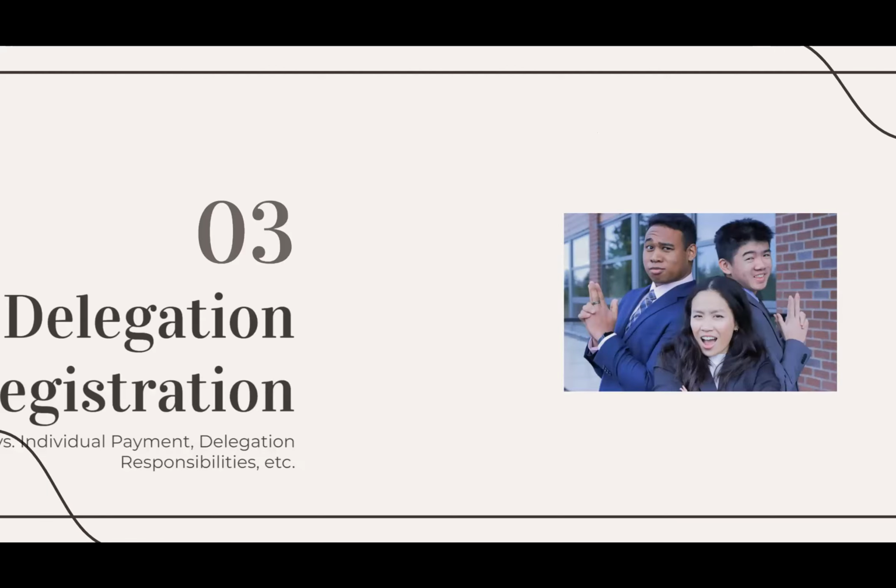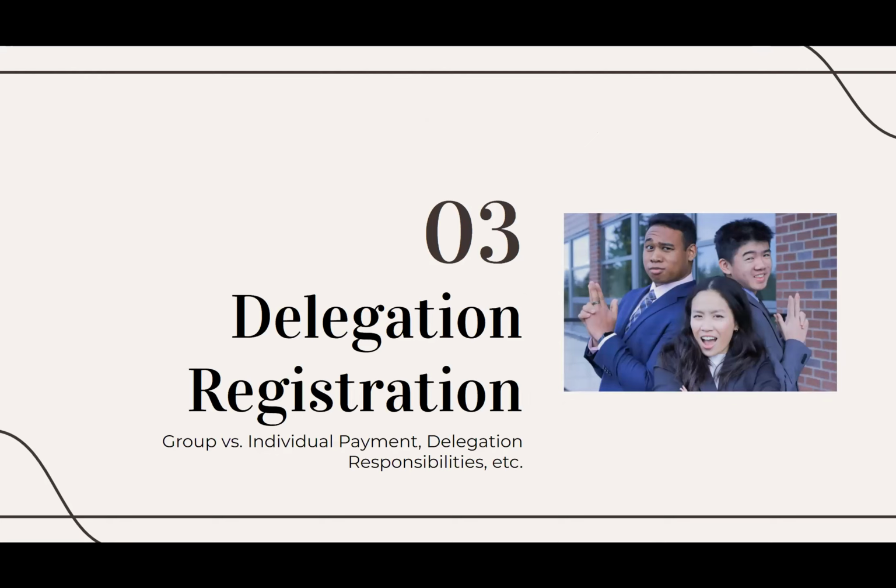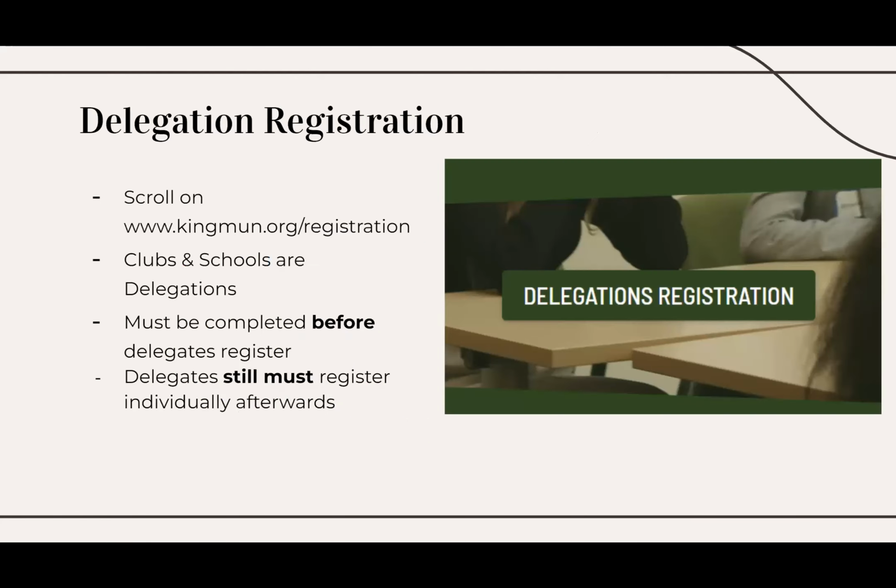Right, so now we'll be talking about delegation registration. In this section, we will cover group versus individual payment, delegation responsibilities, etc. It's first important to define a delegation. Like Megan touched on, a delegation is essentially a school MUN club or another affiliated organization with MUN that wants to attend a conference with a group of delegates, a group of individual students. So that's what a delegation is. This delegation registration form must be completed before delegates part of that delegation can register for the conference to be affiliated with the delegation itself.